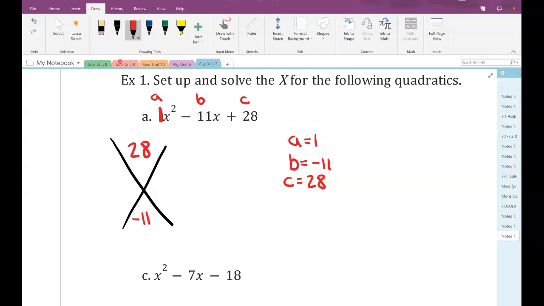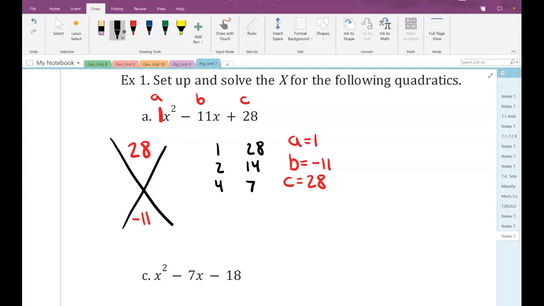And it lists the factors of 28. So we can get to 28 by taking 1 times 28, 2 times 14, and 4 times 7. All of those multiplied together get us to 28.